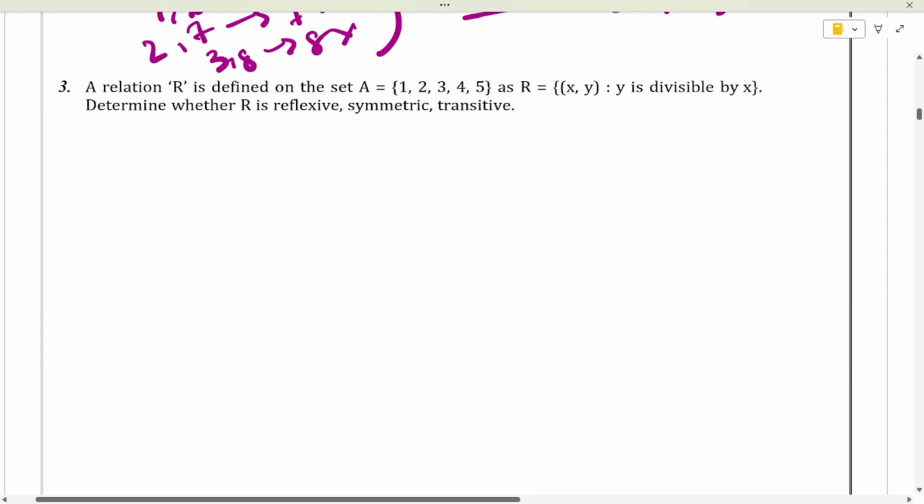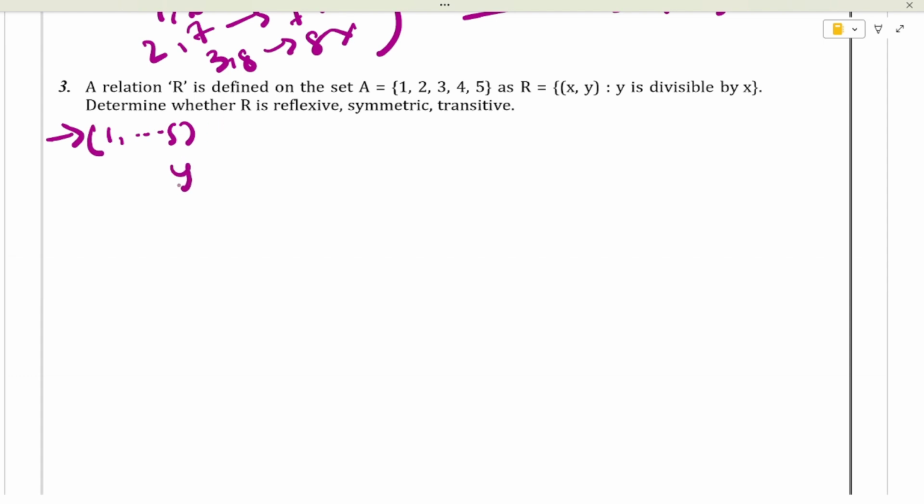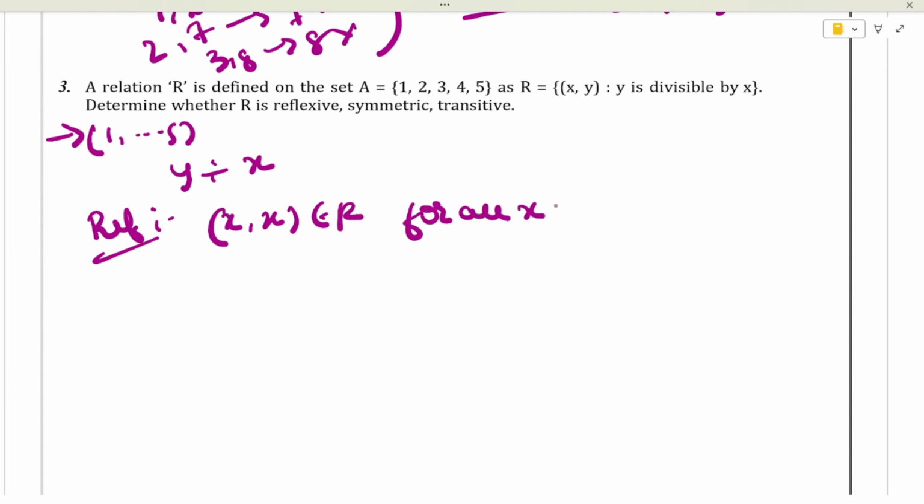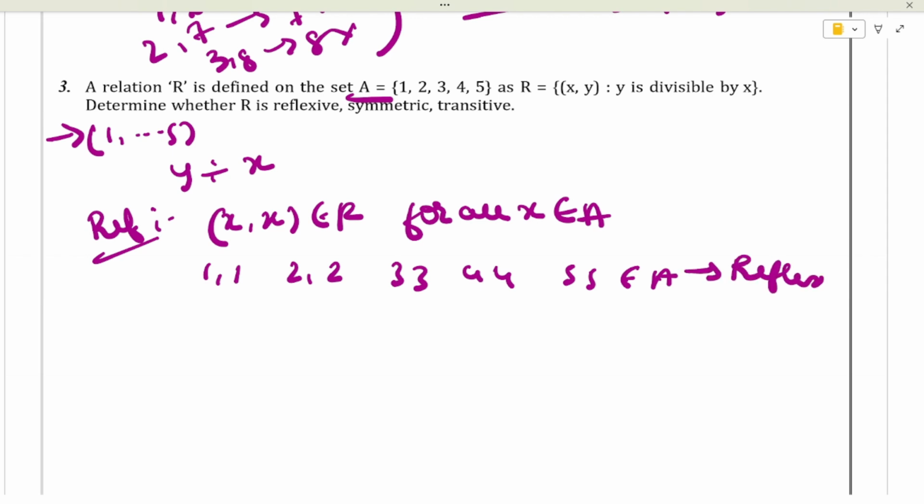Now the next question, they have given 1 to 5, and that y is divisible by x is what they have given. To show reflexive, you can take x comma x, any number, and that will belong to R for all x belonging to A, that is the set A. That means you can take 1 1, 2 2, 3 3, 4 4, 5 5, all belonging to A. That means you can say that it is reflexive.